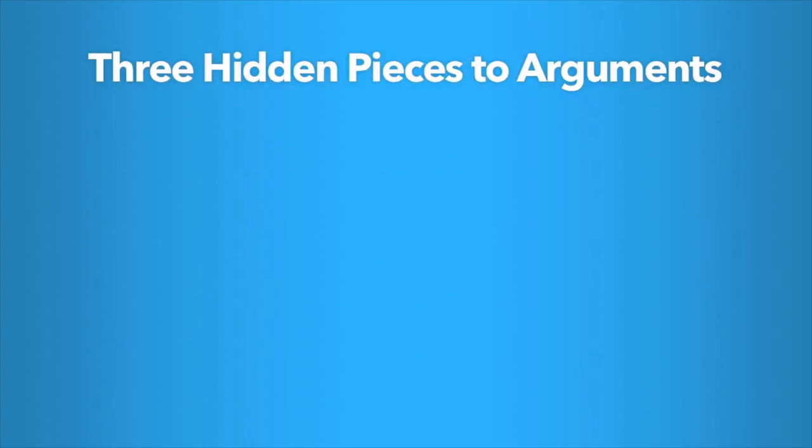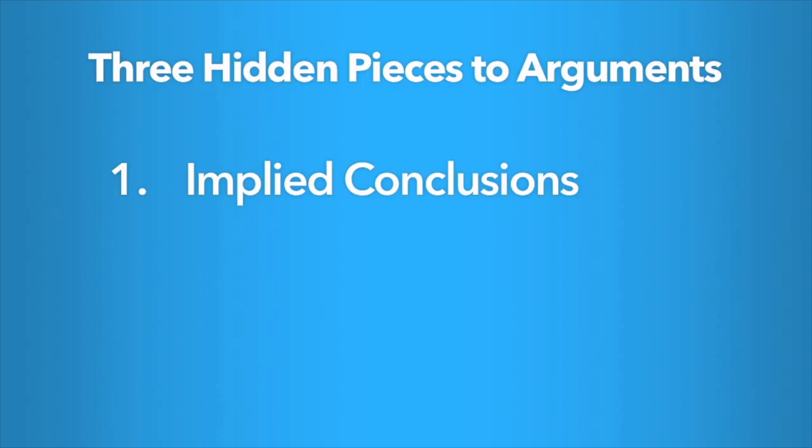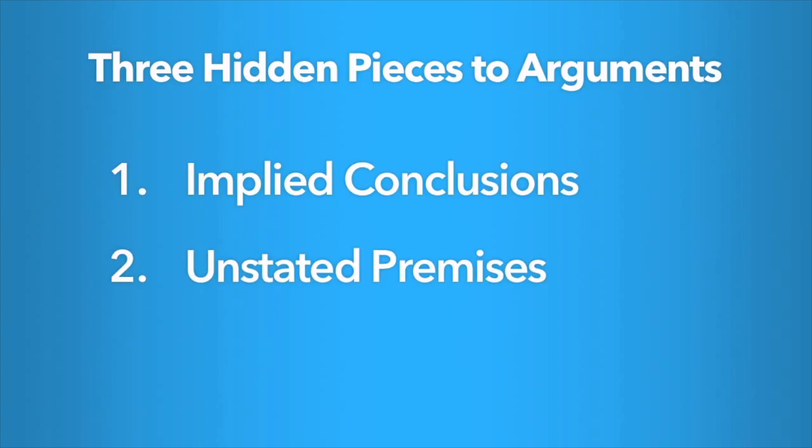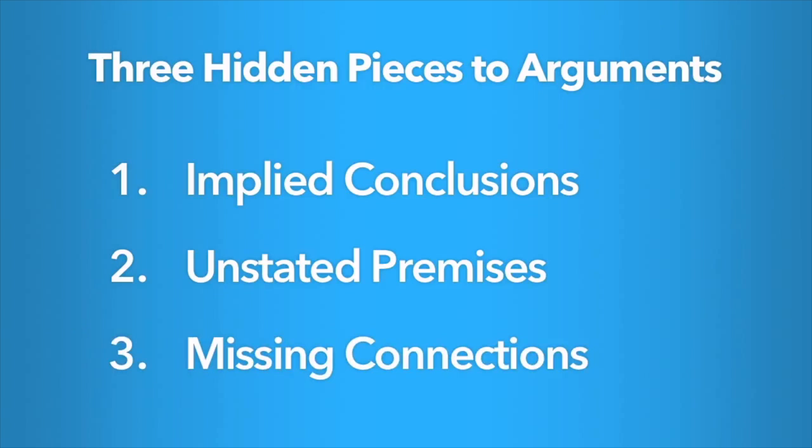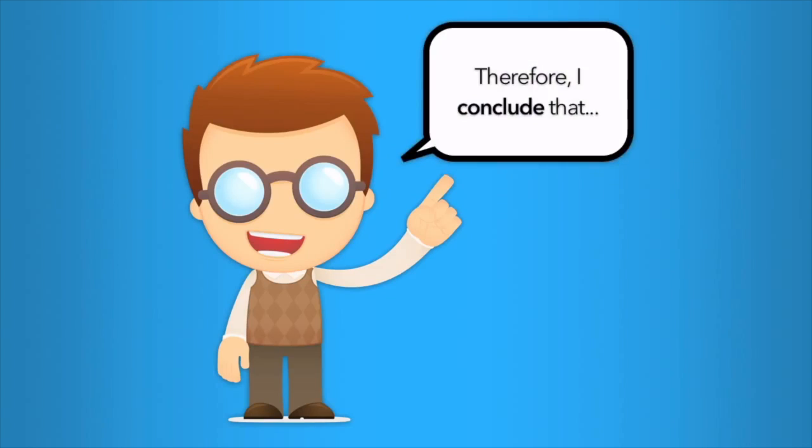In this module, you will learn about three hidden or missing pieces you should watch for when evaluating or making an argument. One, implied conclusions. Two, unstated premises. And three, missing connections. Implied conclusions. As a critical thinker, your task would be much easier if, anytime someone made an argument, they made sure to clearly and carefully state their conclusion. It would be great if every conclusion began with, "Therefore, I conclude that..." Unfortunately, this simply isn't the way things work. People often fail to identify their ultimate point when making an argument.